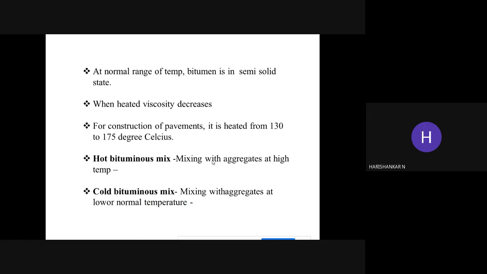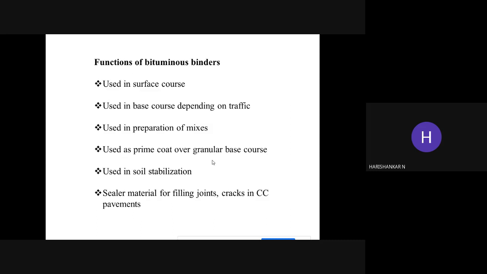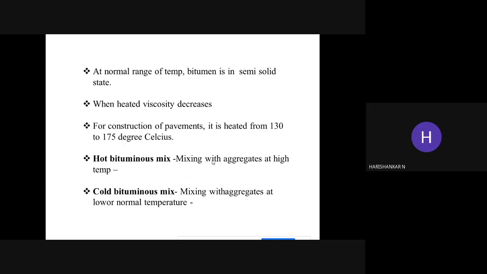This is a property that I discussed yesterday, so I hope it will be familiar to you. That means hot bituminous mixing and cold bituminous mixing. In hot mixing, you have to increase the temperature so that the viscosity becomes somewhat workable. The viscosity should be workable; only then can the bitumen be poured easily from one bottle to another bottle. Only at that time does it get the property to stick around the aggregates.